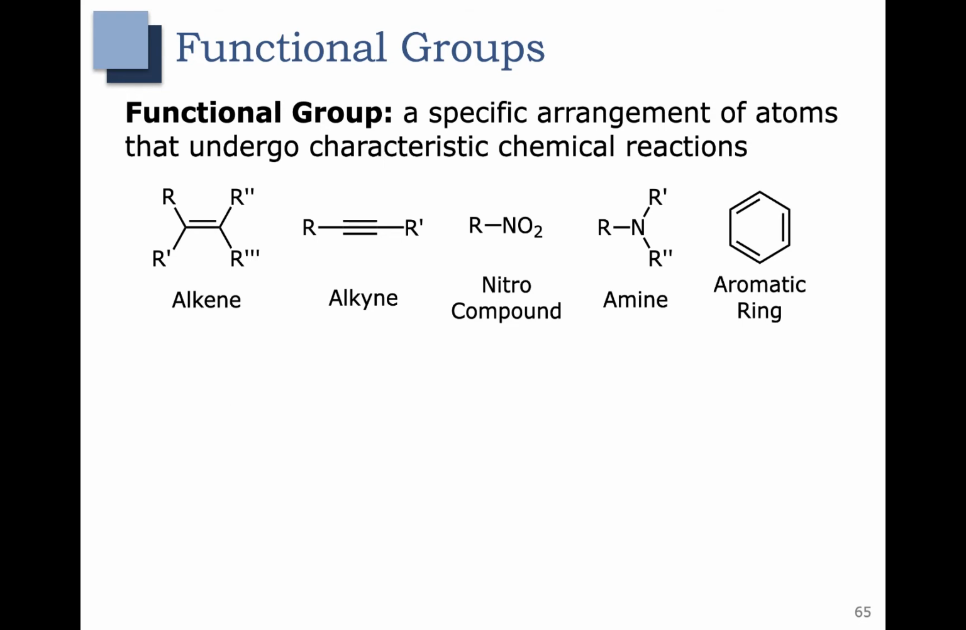Now let's look at the alkyne. The alkyne is a carbon-carbon triple bond. And again, the R groups mean variable groups. They can be hydrogens or they can be carbons. So you could have this as an alkyne, or something like this, or something like this. Those are all examples of different types of alkynes.